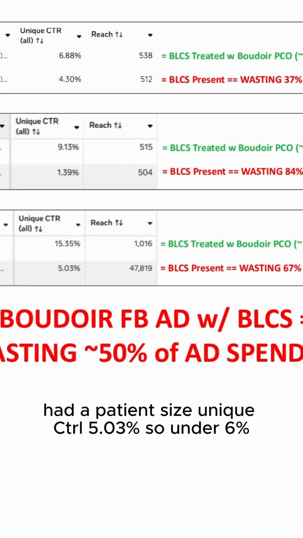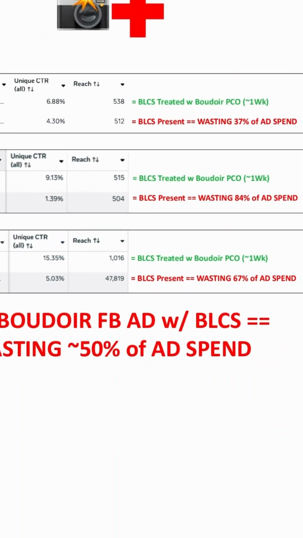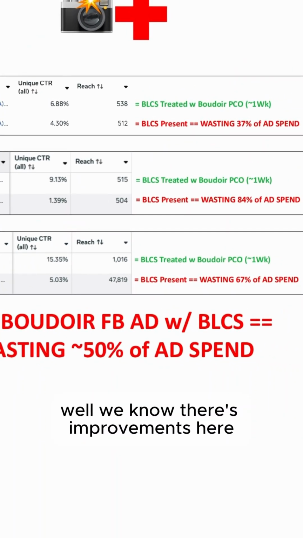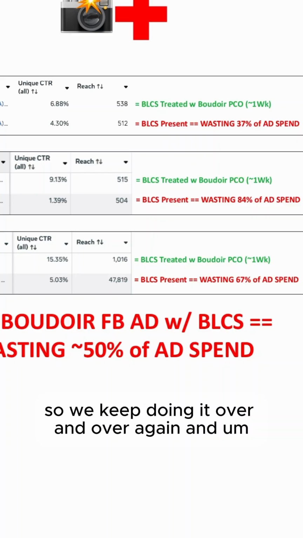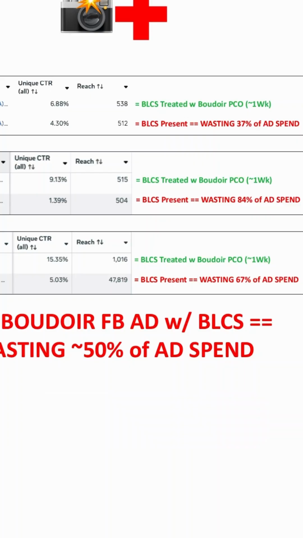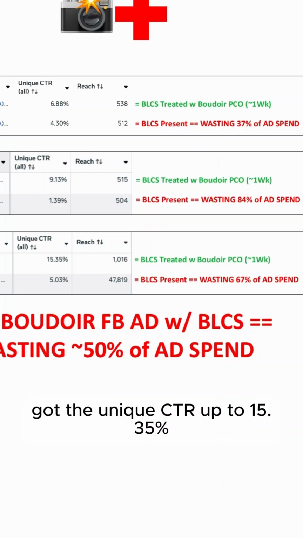So under 6%, we know that BLCS is present. So he's wasting. Well, we know there's improvements here. We know we can solve this with Boudoir Pico. So we keep doing it over and over again. Treated with Boudoir Pico takes about a week. Got the unique CTR up to 15.35%.